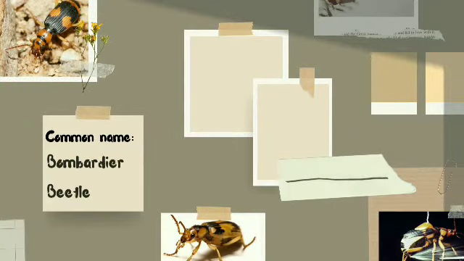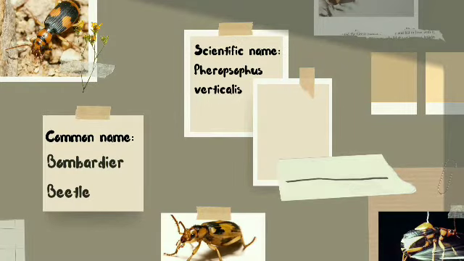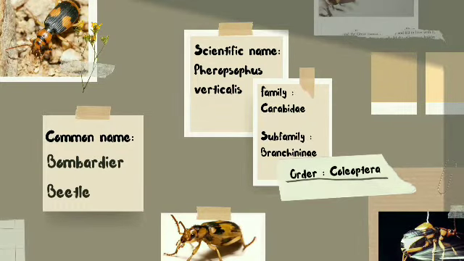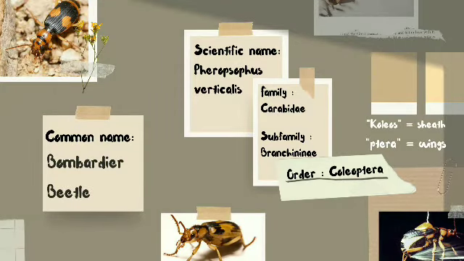The common name of this insect is Bombardier Beetle, while its scientific name is Pherosophus verticalis. It is under family Carabidae and the subfamily is Brachininae. This insect is in the largest insect order, which is Coleoptera. Coleo in the word Coleoptera means sheath, while ptera means wings.